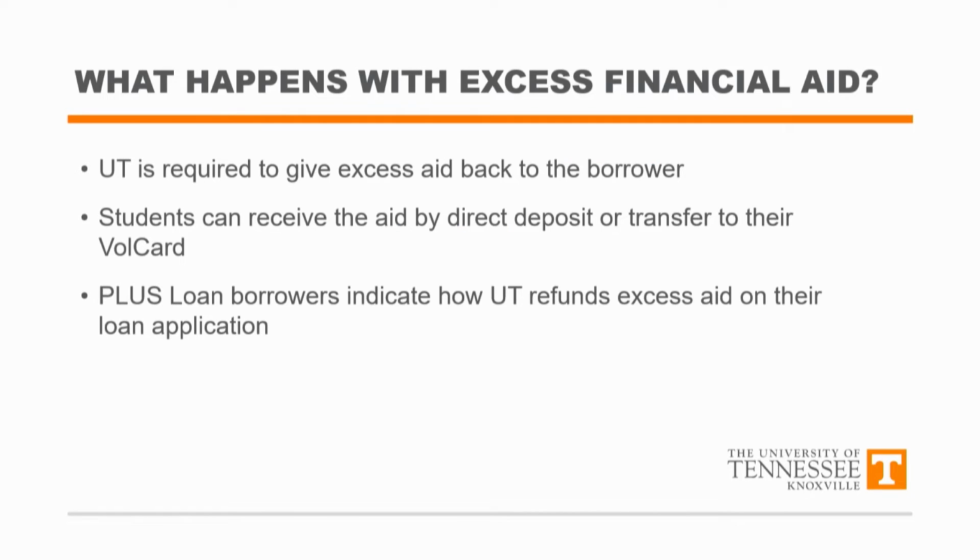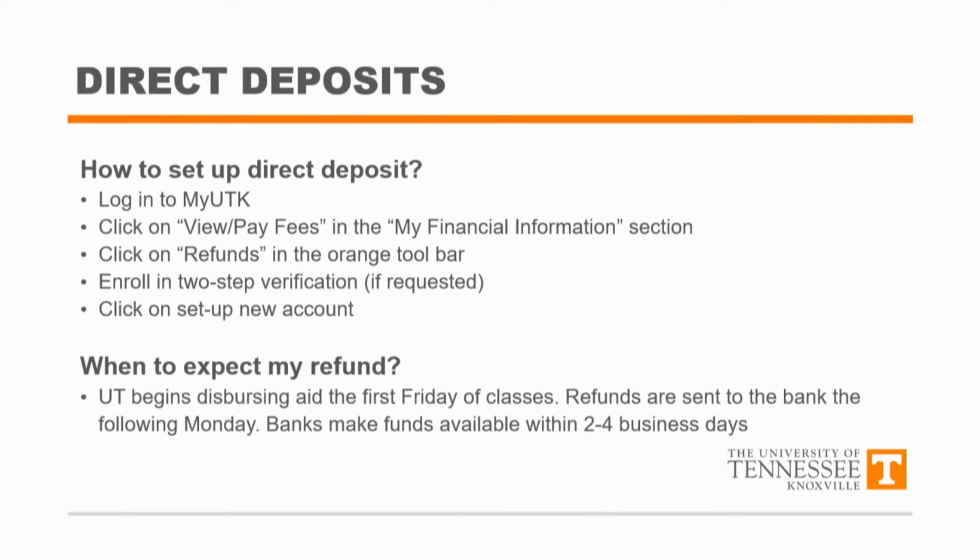So it is important to notate that the University of Tennessee cannot hold your excess financial aid from semester to semester. So if you do have an excess financial aid amount on your account or a negative account balance, we will refund that back to you or the parent, depending on who the borrower is in this situation. You can also transfer these funds to your VolCard or get them direct deposited. And if a parent has taken out a Parent Plus loan on your behalf, they can receive these funds via direct deposit as well. So the most efficient way to receive your funds is via direct deposit.